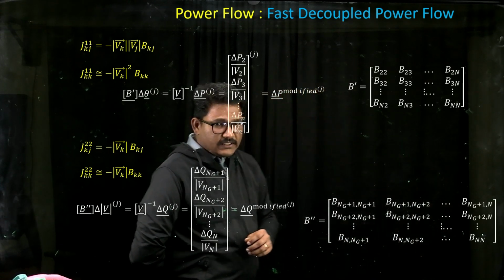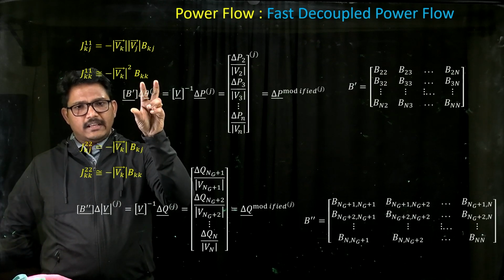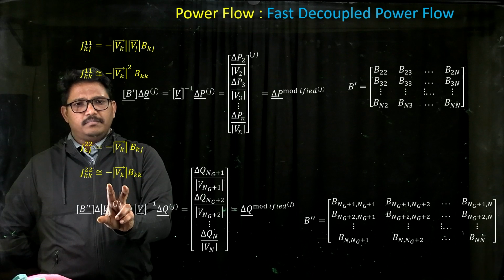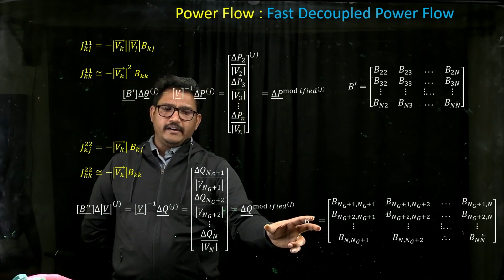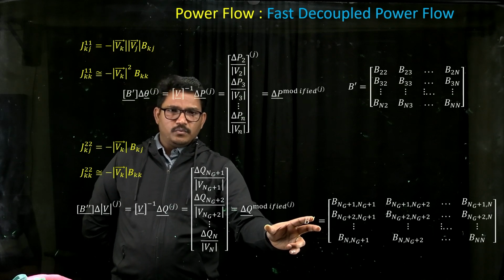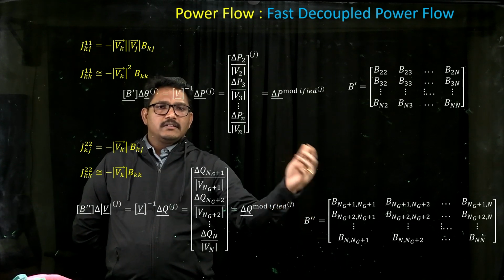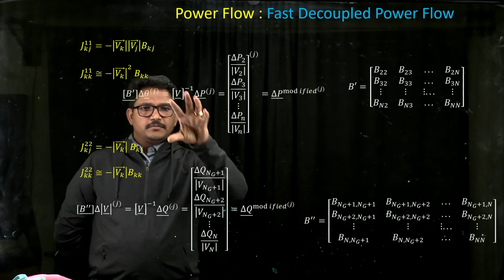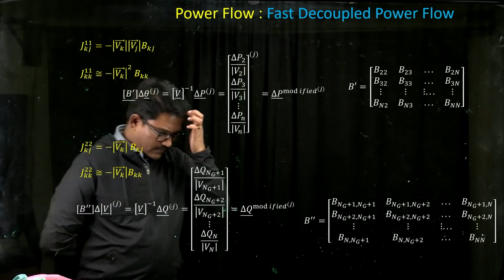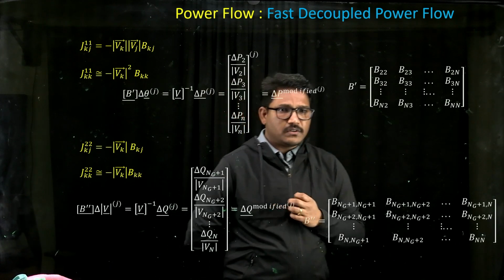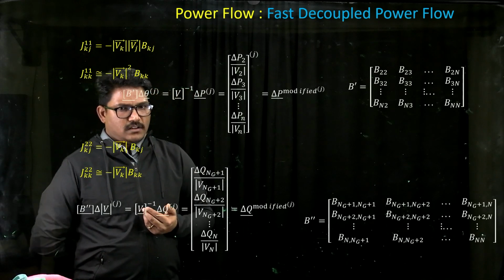So if you want to find the update for delta theta, which is nothing but the angle update, as well as the voltage update, if you know the values of the delta P modified and delta Q modified with the assumed values of the voltages or initial guess of voltages and angles, then you can update that initial guess using these particular equations. Inverting B dash and B double dash is the only complicated thing in every iteration, which we'll try to solve utilizing the LU decomposition in our fast decoupled load flow.